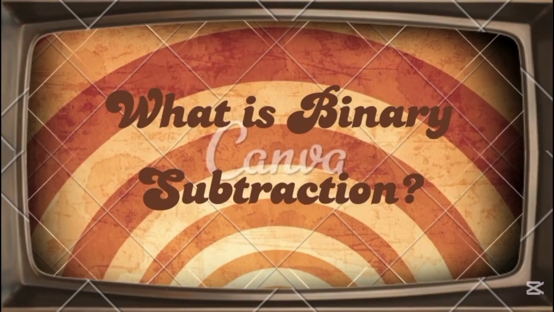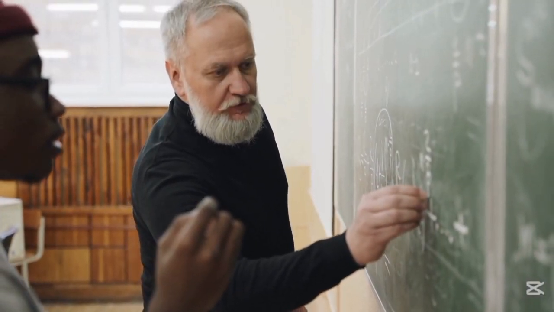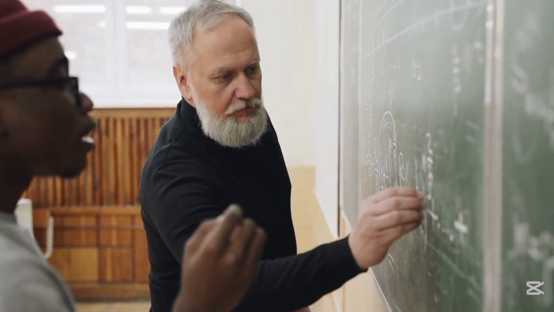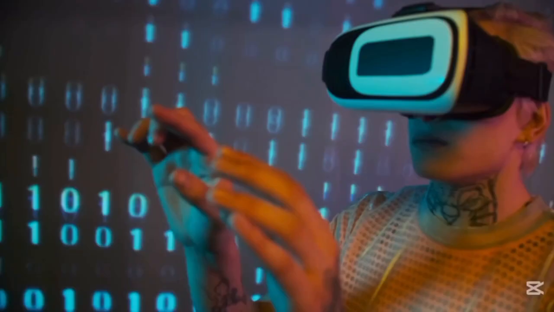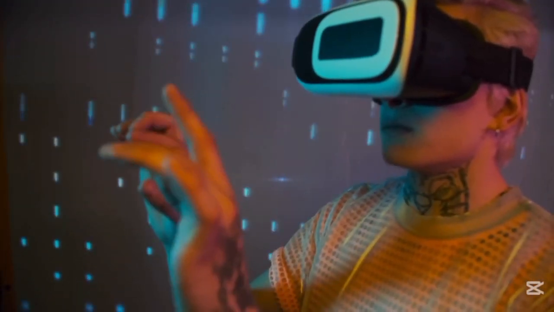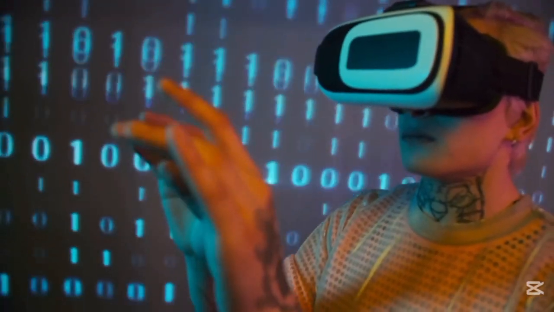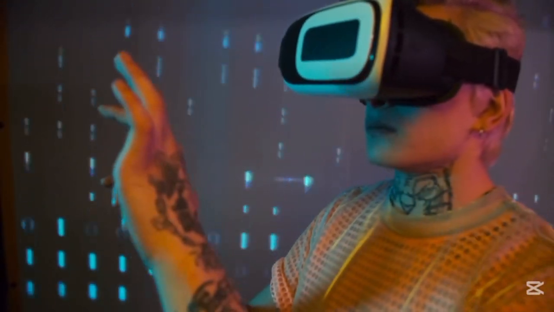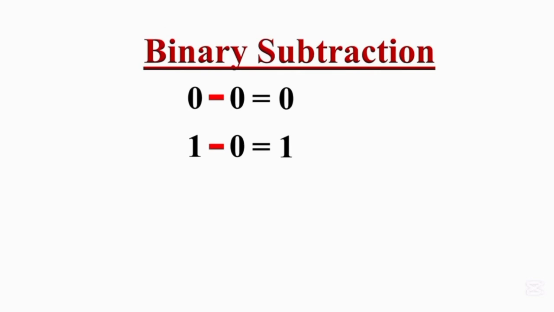What is binary subtraction? Binary subtraction is one of the 4 binary operations where we perform the subtraction method for two binary numbers, comprising only 2 digits, 0 and 1. This operation is similar to the basic arithmetic subtraction performed on decimal numbers in maths. Let's move on to binary subtraction rules. 0 minus 0 is equal to 0, while 1 minus 0 is equal to 1.